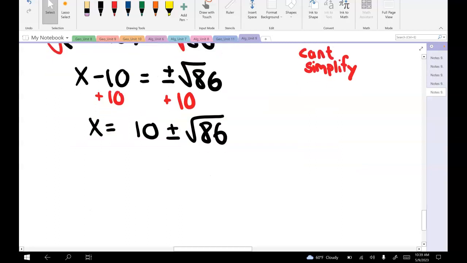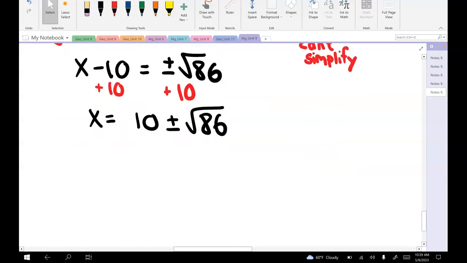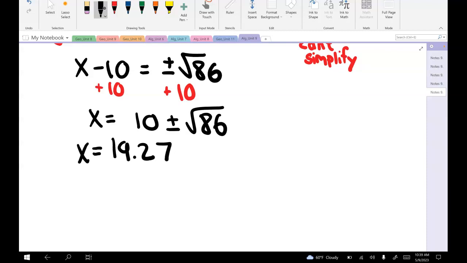And then again, you'll use your calculator to do that. So your two answers, if you were to approximate them: we'll do your addition first, x would be about 19.27. And then your other answer would be 0.73.